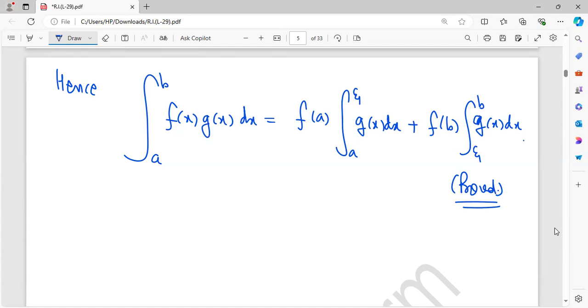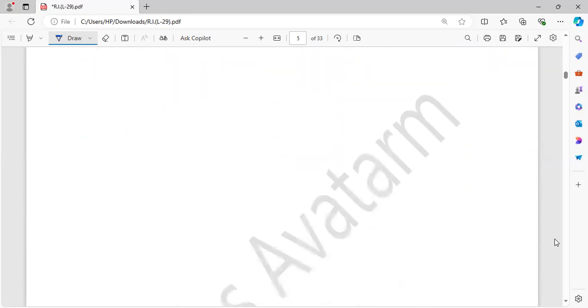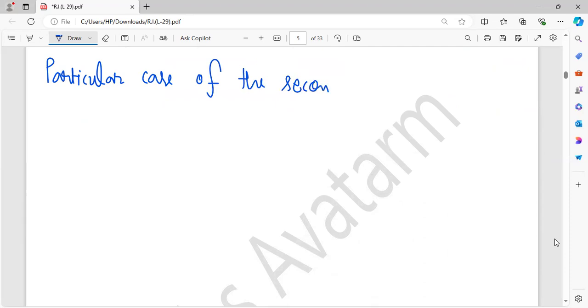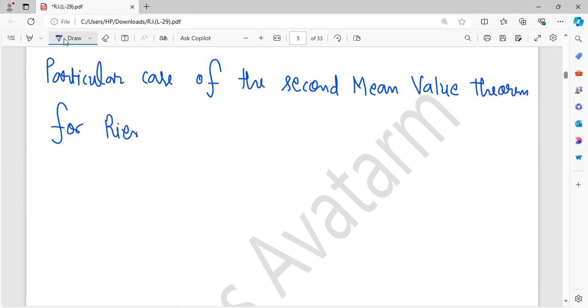Okay, now we are going to prove a particular case of the second mean value theorem for Riemann integration.